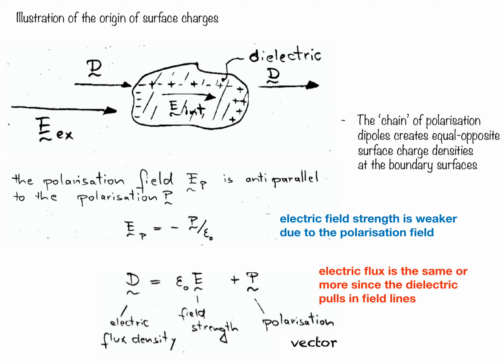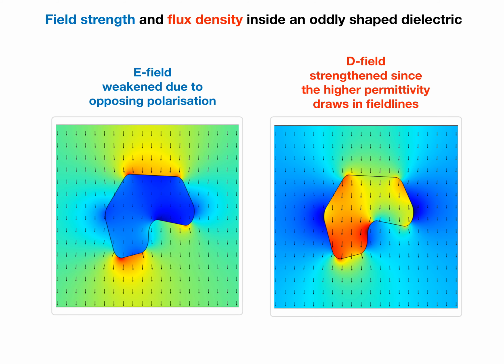For an infinite dielectric with no free surface charges, the electric flux density is therefore unchanged inside. However, if the geometry is complicated and a finite dielectric is considered, the electric flux can be larger because field lines are drawn into this dielectric. This is a simulation of the polarization effect for a finite dielectric.